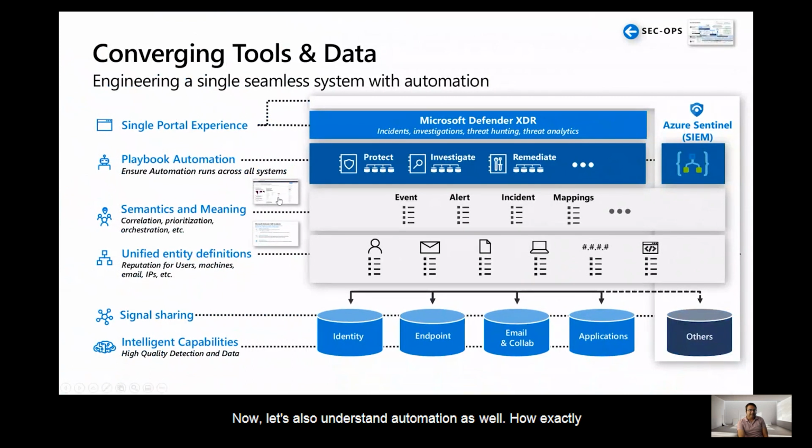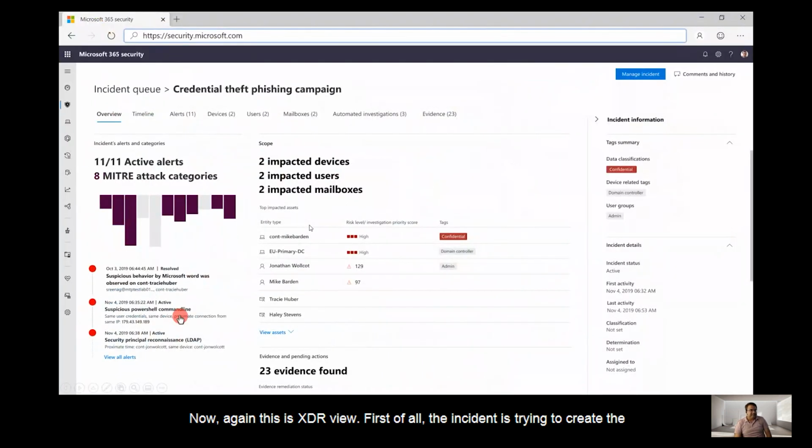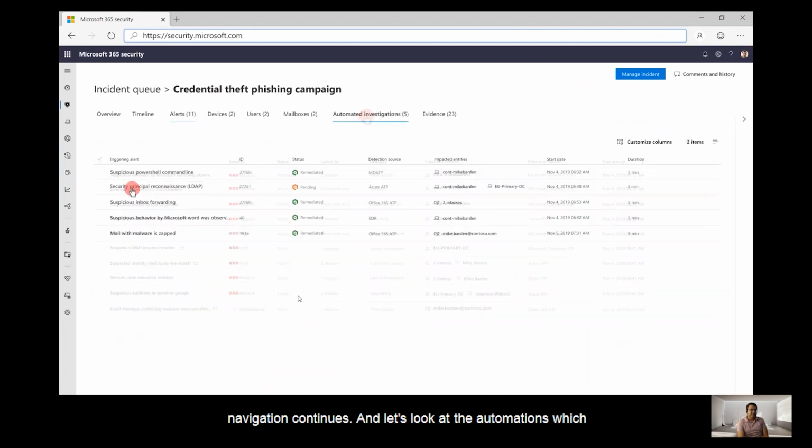Now let's also understand automation, how exactly automation is working at this layer as well. Again, this is the XDR view. First of all, the incident is trying to create the entire narrative of how we are looking at the entire incident. The storyline is being shown on the left side. The MITRE ATT&CK mapping is being shown as well. The number of entities which are impacted is also being shown here, giving a complete sense of the impact we are looking at. The alert curation and the story navigation continues. And let's look at the automations which are also being fired.